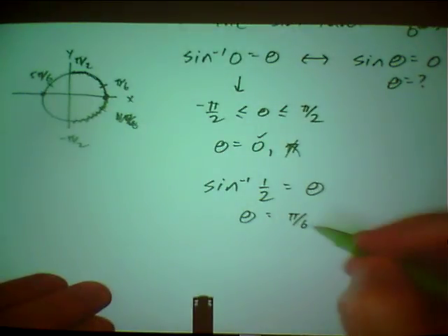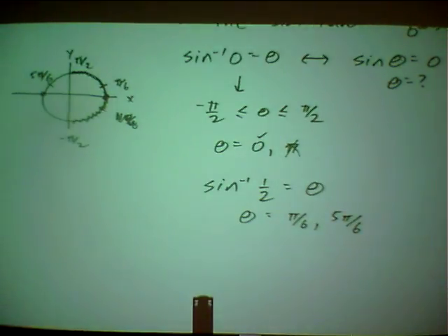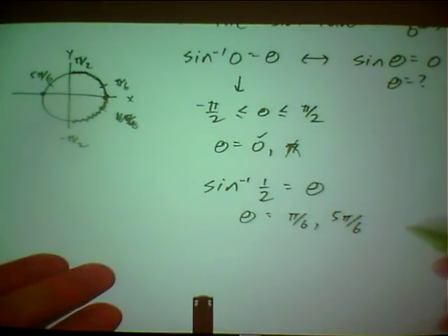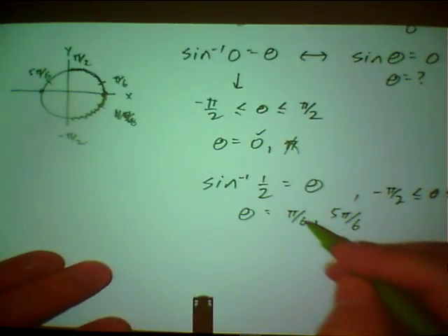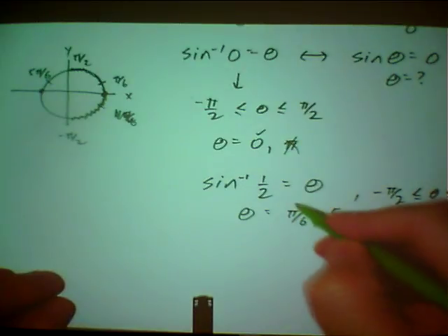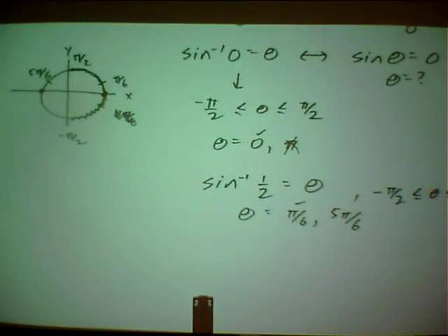So really there's two possible answers when I'm thinking about the unit circle, pi over 6 and 5 pi over 6. But then when I look at my limitation, once again, the angle has to be between negative pi over 2 and pi over 2. Pi over 6 is okay. 5 pi over 6 is actually outside this interval. So once again, there's only one answer, pi over 6.